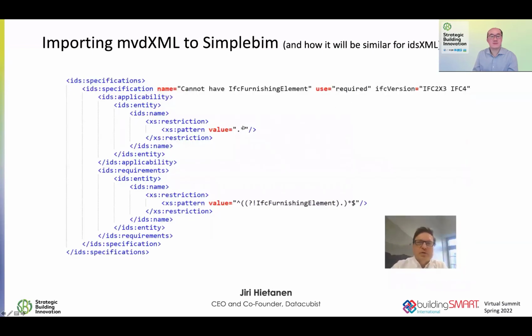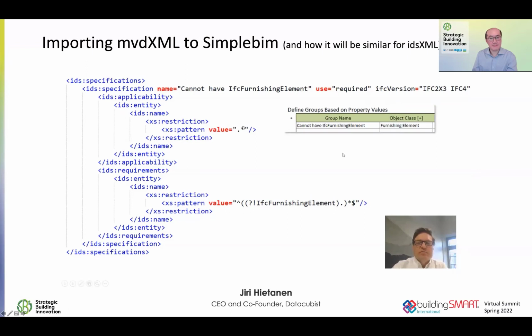We plan to support IDS in the same way that we support MVD XML. We don't have that support yet, but this is how it will look like. So here we have a very simple IDS requirement. It's basically saying that the model should not have any furnishing elements in it. And when we generate the corresponding SimpleBIM template, it will look like this.